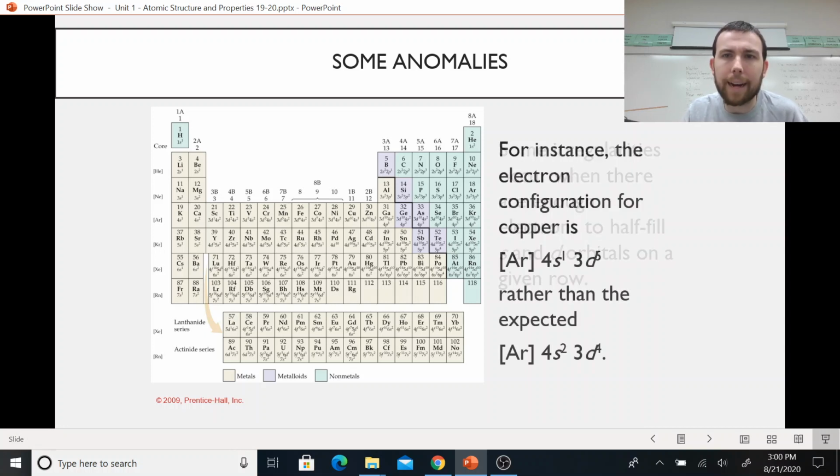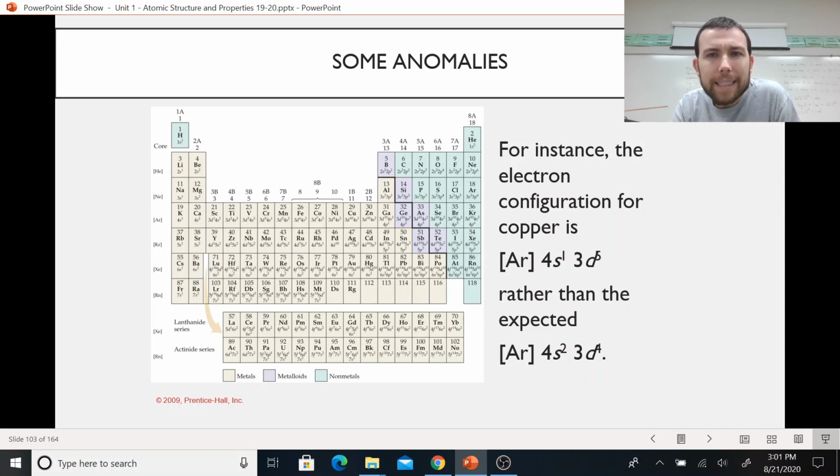Now, to break that down, if I were to ask you to go and write the electron configuration for copper, you would probably give me the bottom example, the noble gas configuration argon 4s2 3d9, because you would be filling in the electron configuration using the Pauli exclusion principle, the Aufbau principle, and Hund's rule.